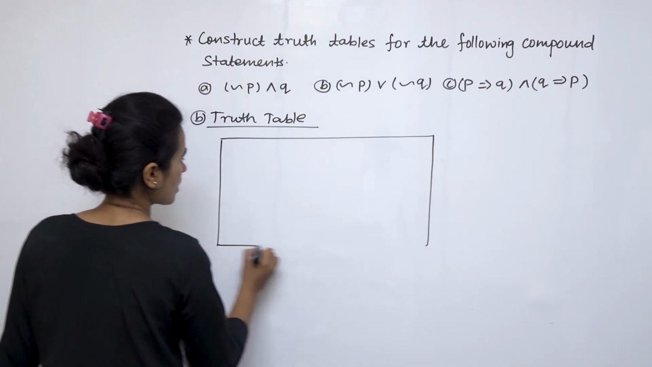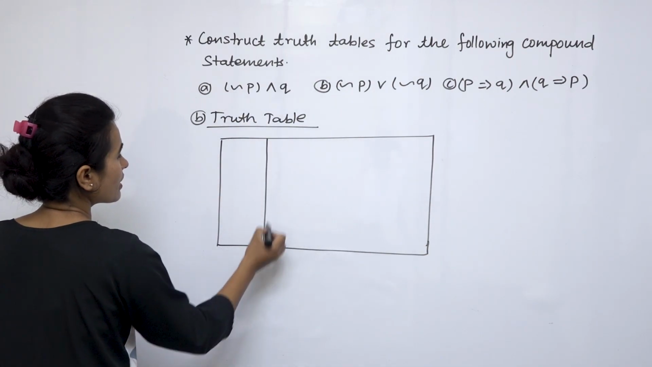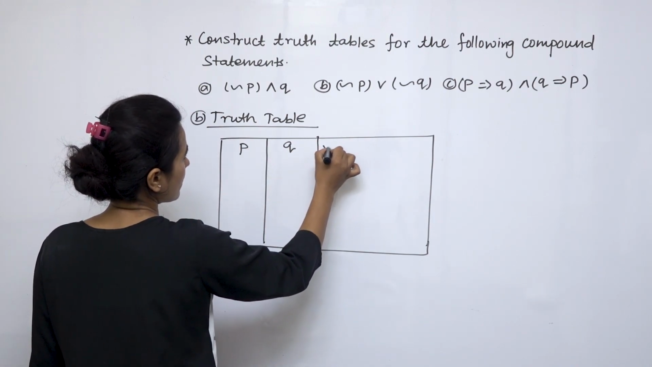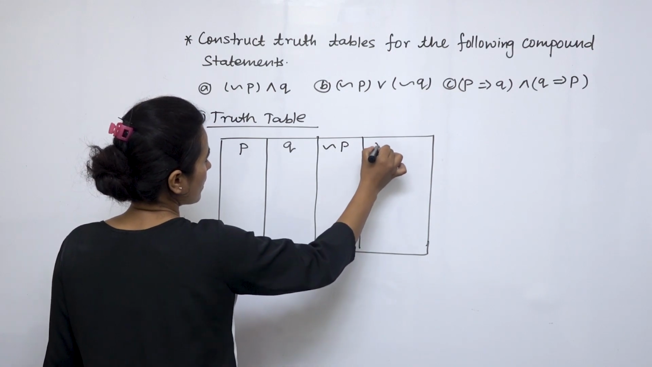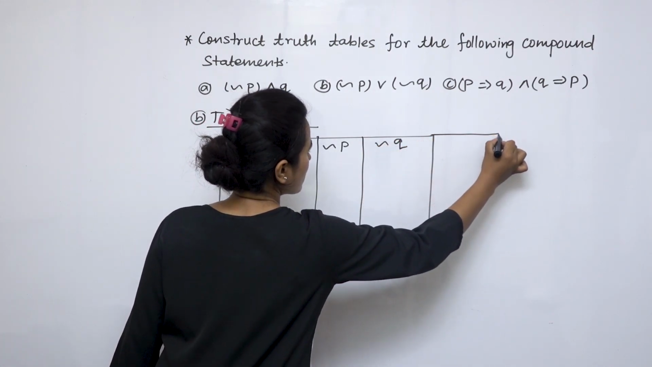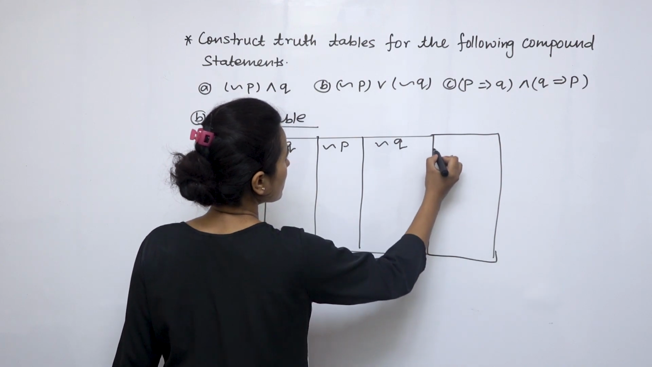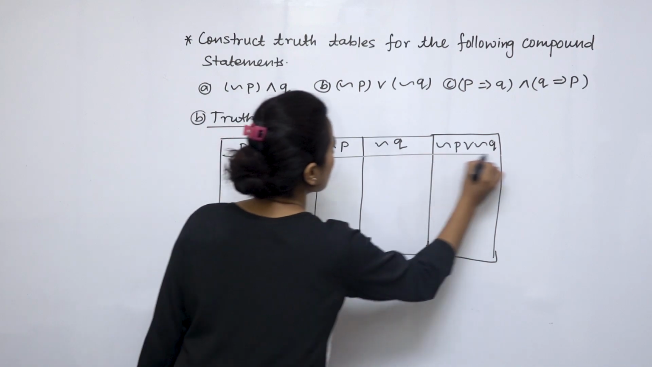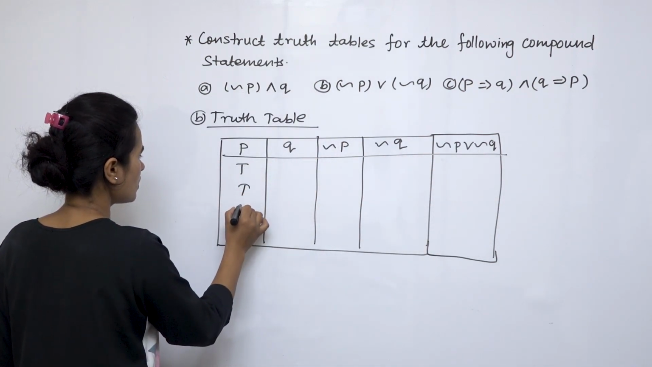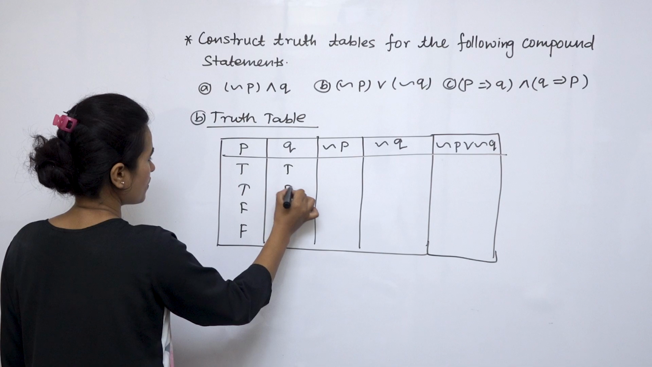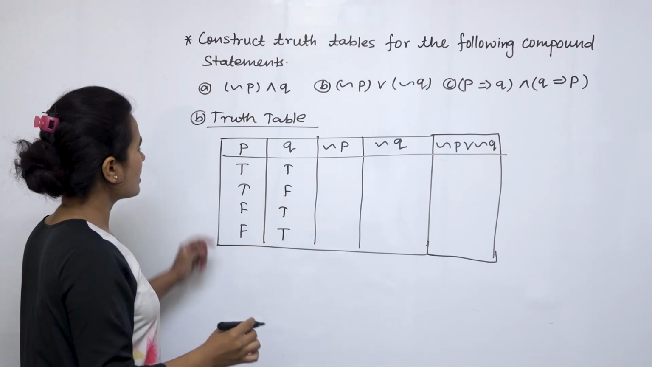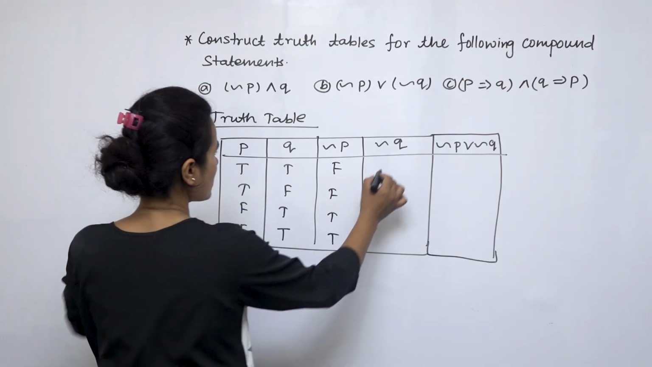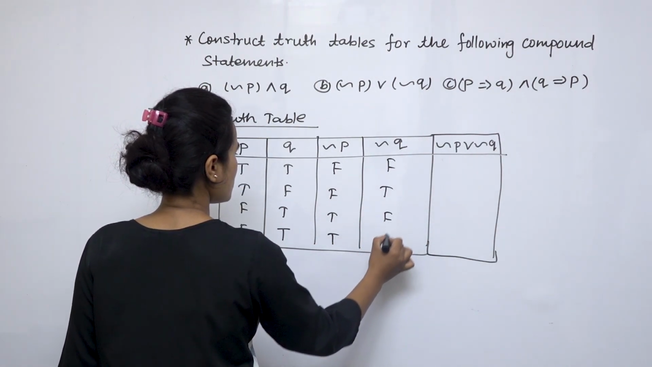So in B, we have negation P, negation Q. First of all, write down P, Q, then negation P, negation Q, and also one more column for negation P or negation Q. Now here, true, true, false, false, true, false, true, true. Negation P means opposite of P: false, false, true, true. Negation Q: false, true, false, false.